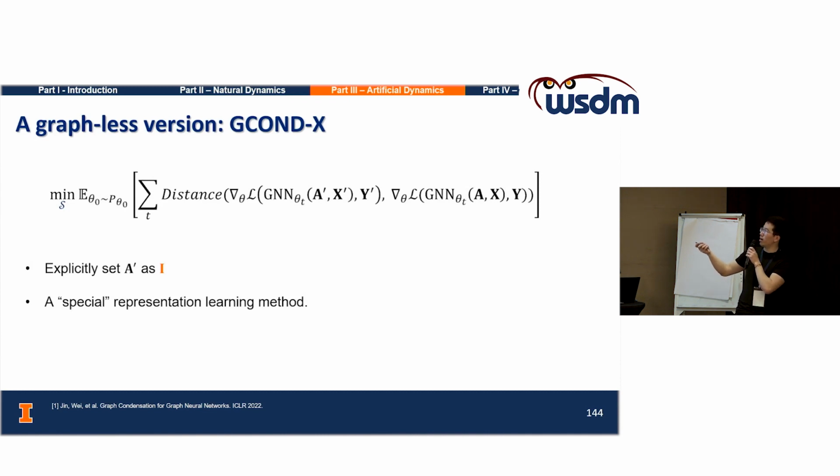And this setting is interesting because what they are fundamentally doing is representation learning work too, right? But this representation learning work is special because they do not learn a representation of every node. They only learn the representation of a small number of synthetic nodes.